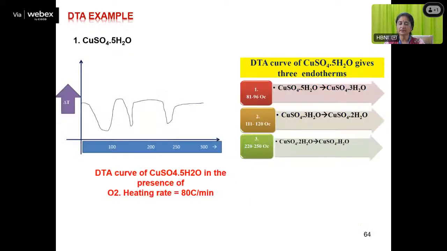Another example is copper sulfate. In the DTA curves of copper sulfate, 3 endotherms are there. Copper sulfate pentahydrate first loses 2 waters, then 2 waters again, then a single water loss. So this is the DTA curve where 3 endothermic peaks are there.